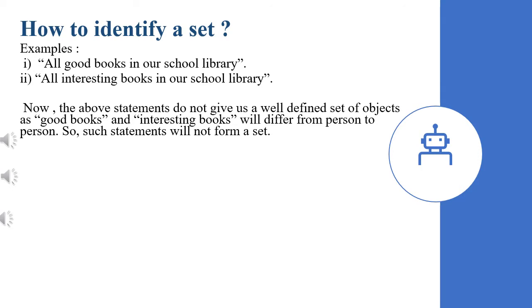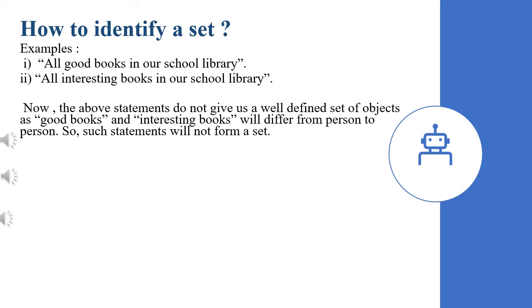Now, here the adjectives which are used, good and interesting, will differ from person to person. Maybe one child finds a particular book interesting, but the other child will not find it interesting. Correct? So whenever you have such statements where we don't have a well-defined set of objects, such statements do not form a set. So when they give you such a statement, you will straight away write it is not a set.